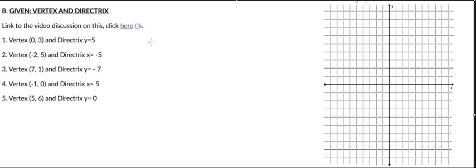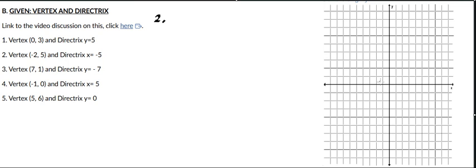Number 2, we are given the vertex at negative 2, 5 and the directrix at x equals negative 5. Since the directrix is x equals negative 5, we will assume that the direction of opening of the parabola follows the direction of the x-axis, so we've got left or right. To do that, we can simply plot the vertex and the directrix.